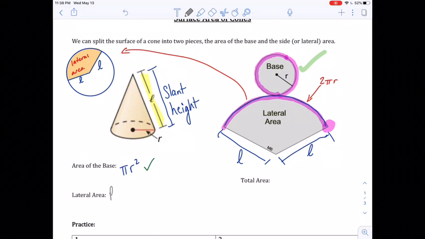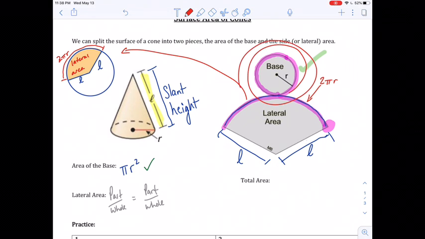Well, that's back when we did part over whole equals part over whole. And I almost forgot to label this as my 2 pi r. That's my curved length there that we found from going around the circle one time when I wrapped that all back up into a cone.